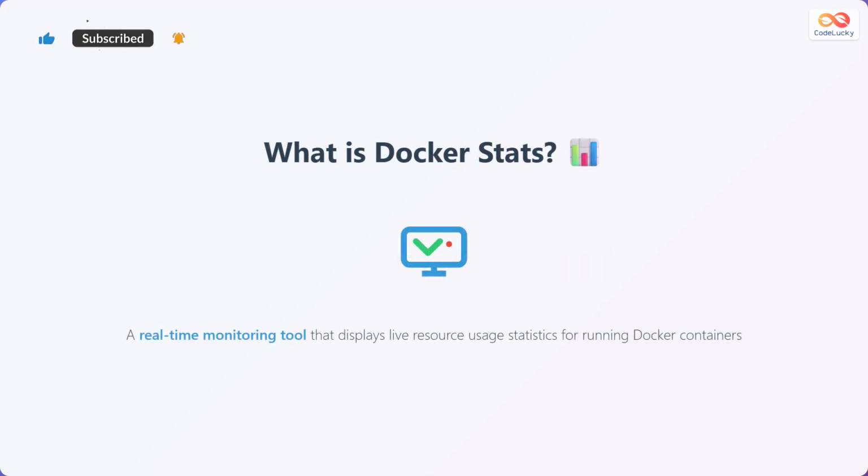Docker stats is a real-time monitoring tool that displays live resource usage statistics for running Docker containers. It provides insights into CPU usage, memory consumption, network input-output, and block input-output, enabling you to monitor the performance of your containers.